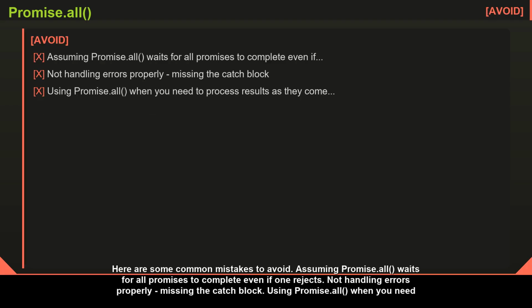Here are some common mistakes to avoid. Assuming Promise.all waits for all promises to complete even if one rejects. Not handling errors properly, missing the catch block. Using Promise.all when you need to process results as they come; consider Promise.allSettled instead.